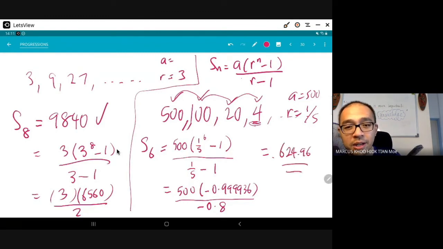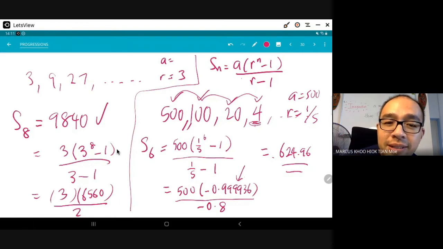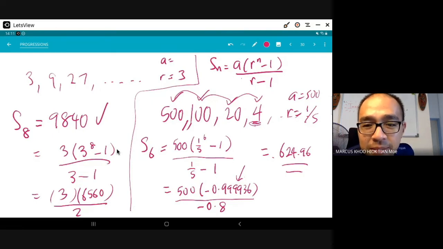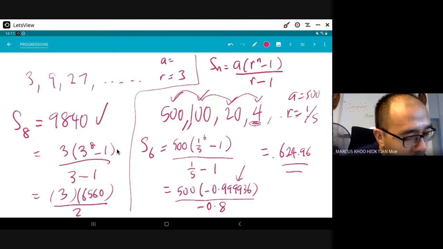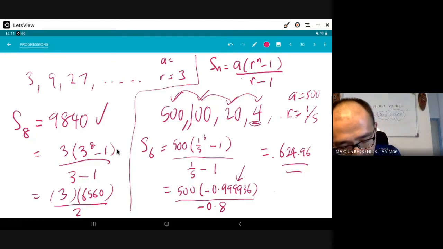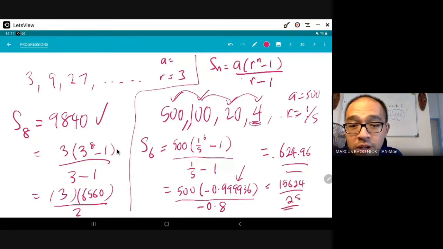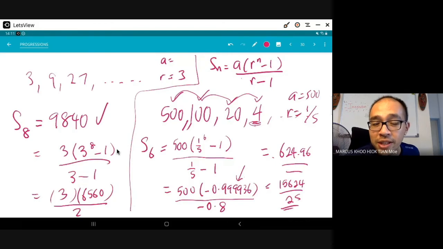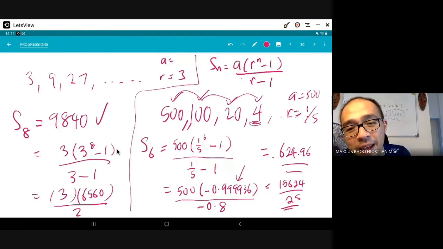624.96. How did you get 624.9984? Did you round early? Okay, 624.96. Possible, can. Or if you want to change it to a fraction, that's also fine. 15624 over 25 is also fine. Either answer is accepted. Someone calculated S6, you want S8 also. Okay, S6.